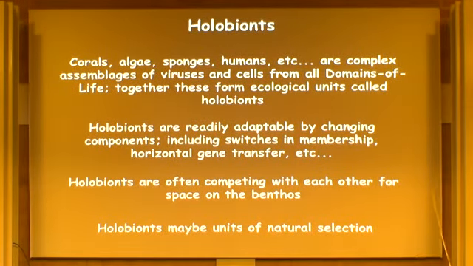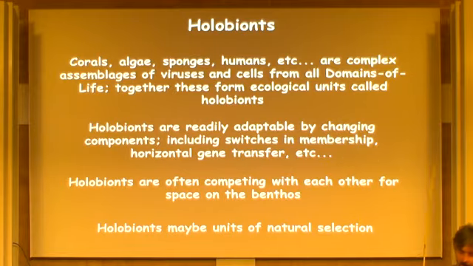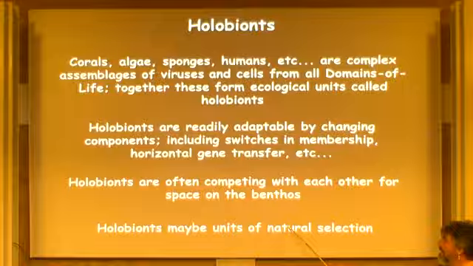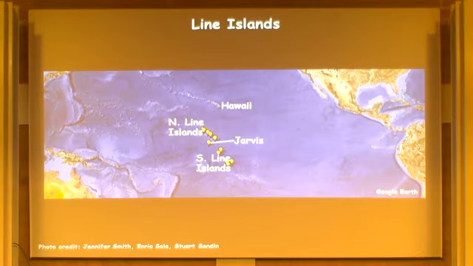The working hypothesis, or the working model for a lot of things we do, we mostly work in corals and algae and humans. And the idea is that the holobionts are assemblages that really form ecological units, that they're readily adaptable to changing environmental conditions and so forth by switching membership or through horizontal gene transfer. And they often are competing against each other. And one thing that I'm going to talk about a little bit here is that they may be units of selection, mostly because of Paul's talk yesterday. And I figured I'd at least broach it.